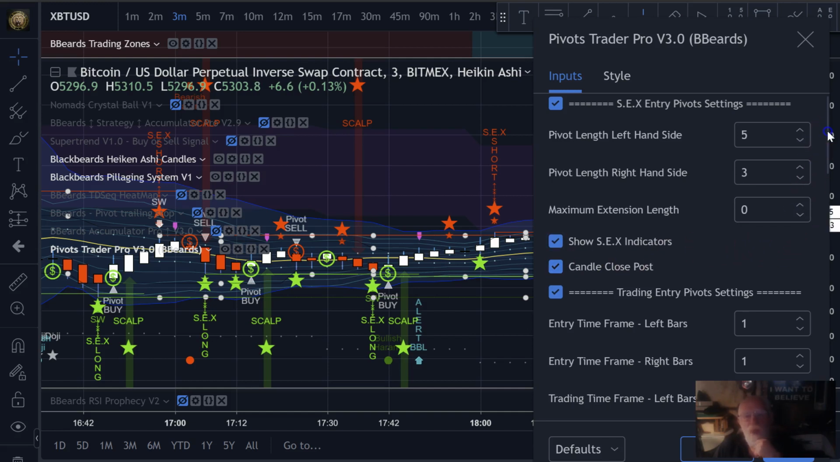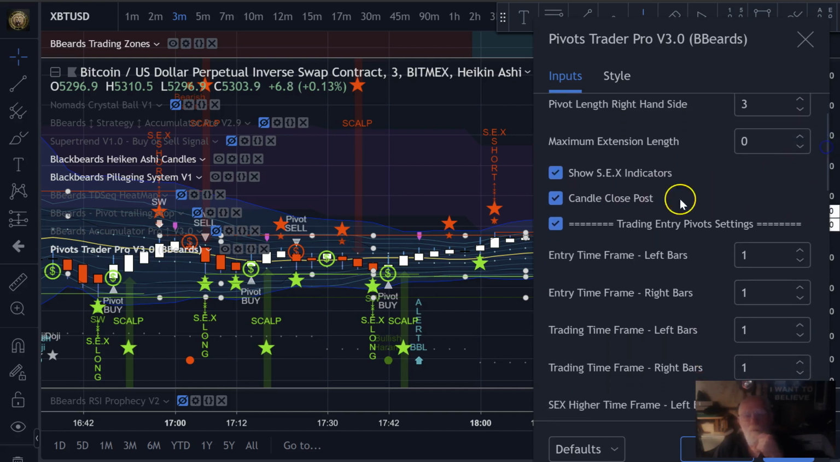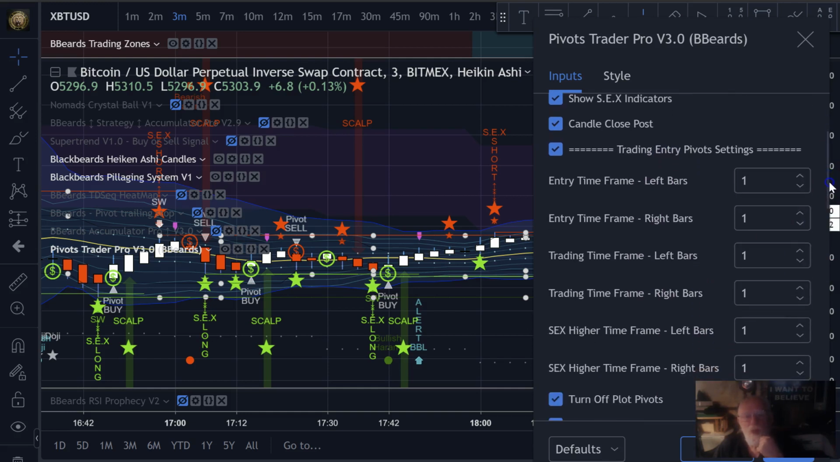Anyway, trading entry pivots. This is a set of 3, and they're combined. Entry time is the bigger star. Trading time is the smaller star, and the higher time frame is the largest star.